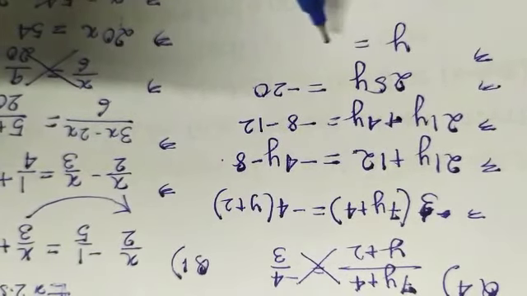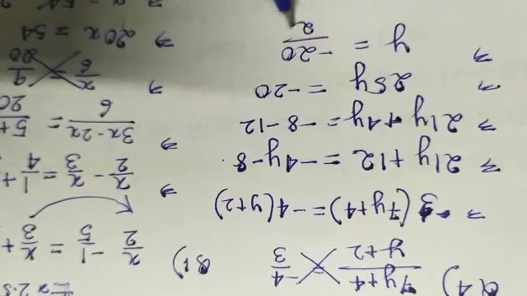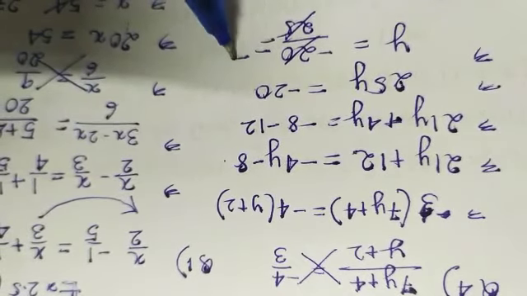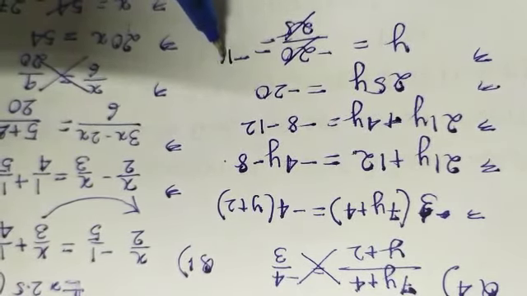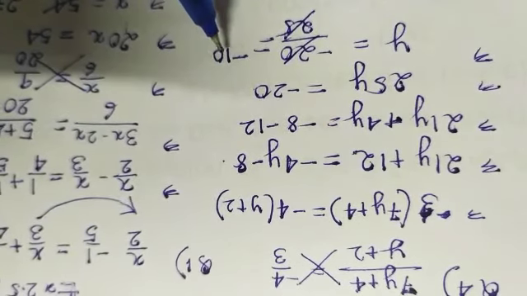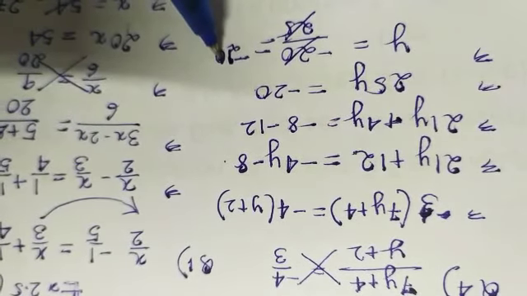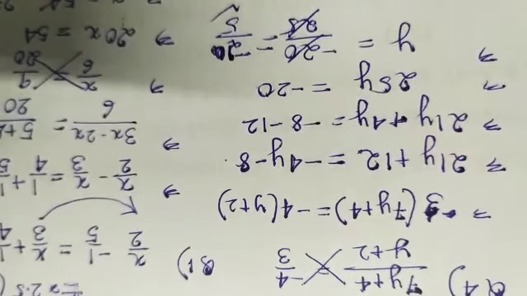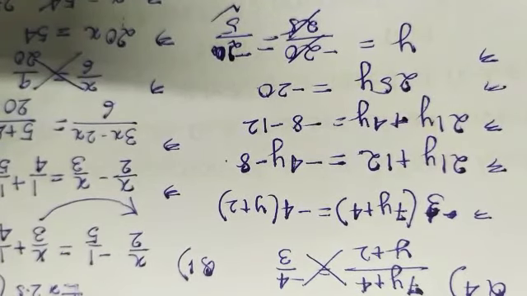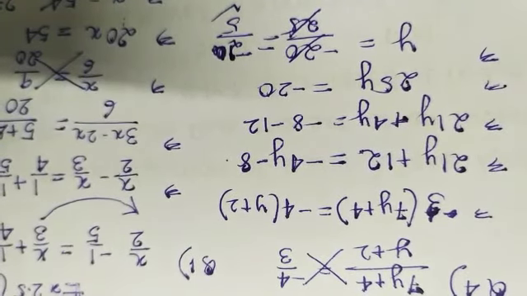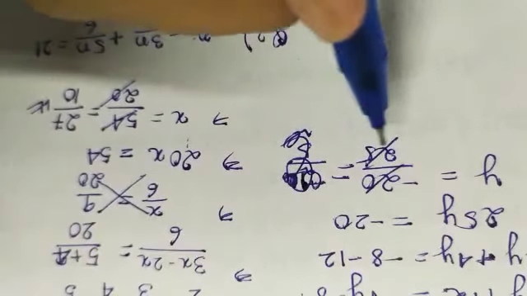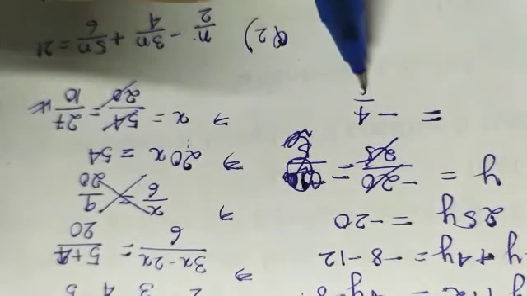So y is equal to minus 20 by 25. If we cut this by the table of 5, we can have minus 4 by 5 here. So this is the lowest term, and hence y equals to minus 4 by 5.